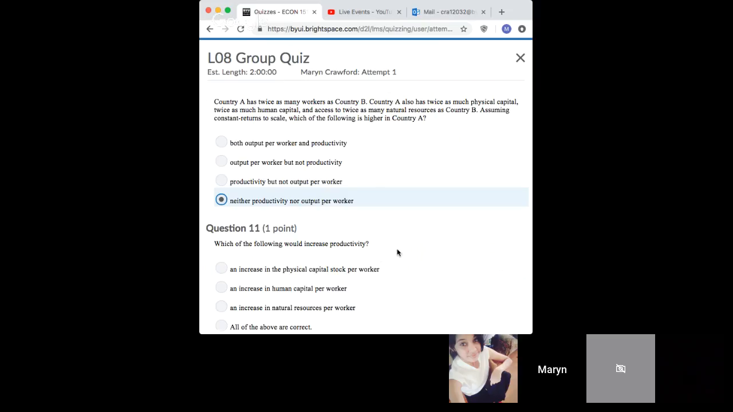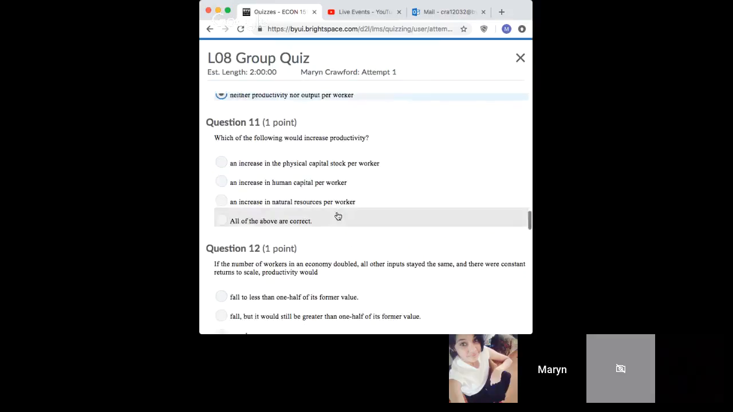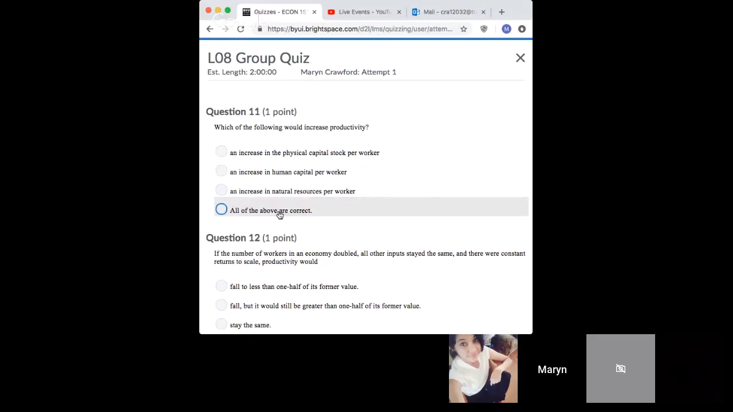I have no idea. Maybe we can come back to that one. Okay. That is also what I got when I looked it up online. But those are not always right. It's not always right just because I looked it up online. For 11, I got all of the above. Yes. Okay.